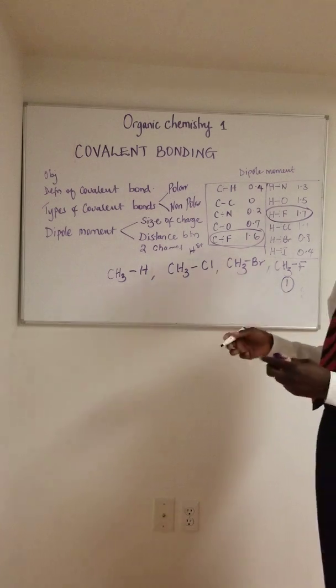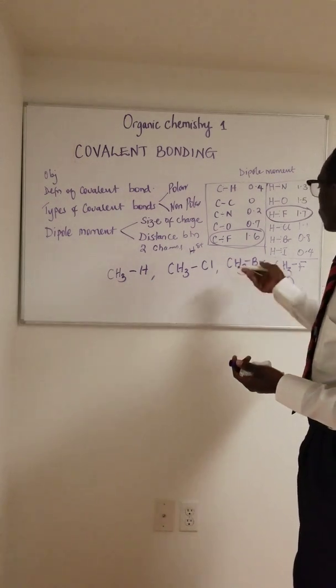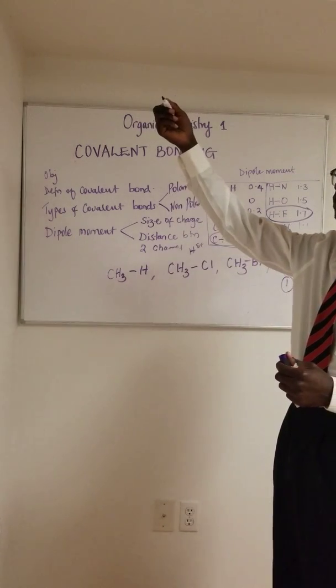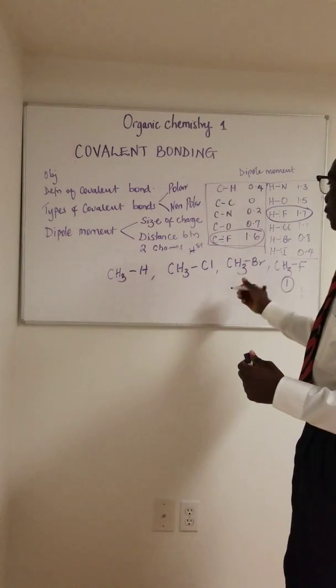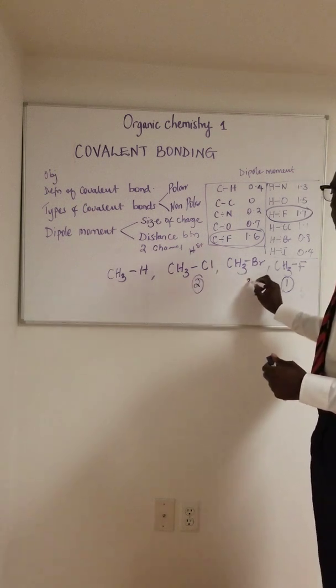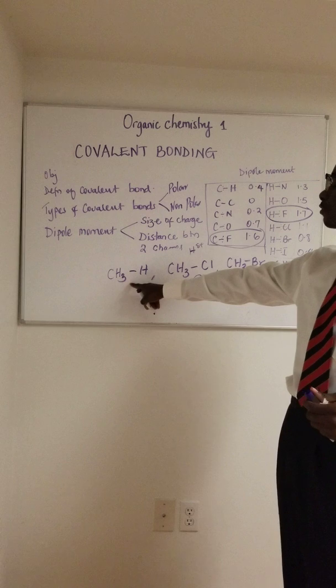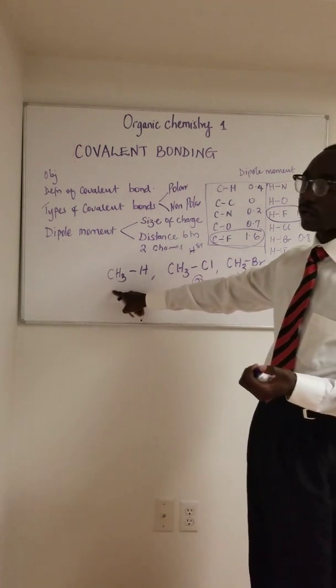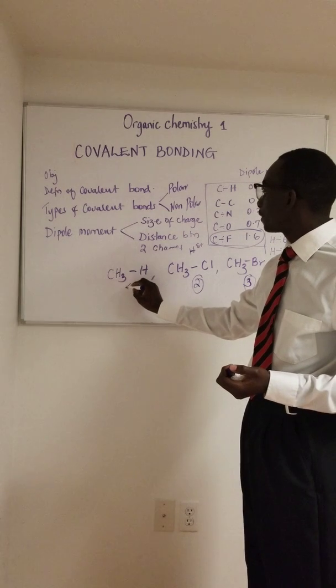If they tell you to arrange them in order, then we follow the periodic table. Fluorine is the most electronegative of the halogens, followed by chlorine, so chlorine will be number 2. Bromine will be number 3. Now, since hydrogen has a very small electronegativity, it will be last in this example.